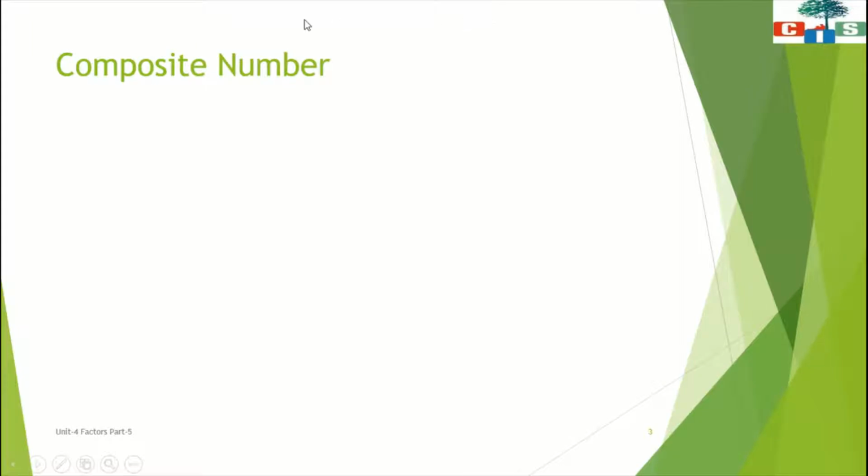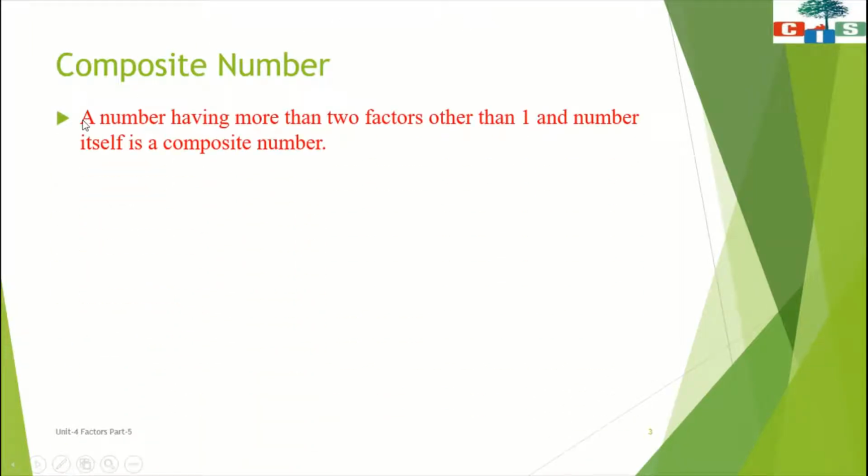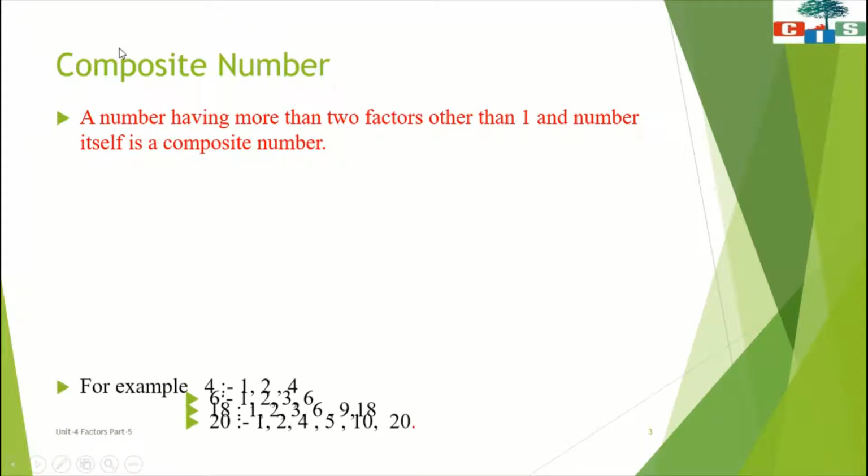So scholars, now we will see composite numbers. So what are composite numbers? A number having more than two factors. A number having more than two factors other than 1 and the number itself is a composite number. If any number has more than two factors except 1 and the number itself, then that number is known as a composite number. We will see a few examples.